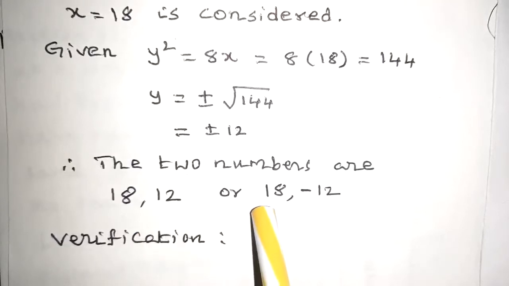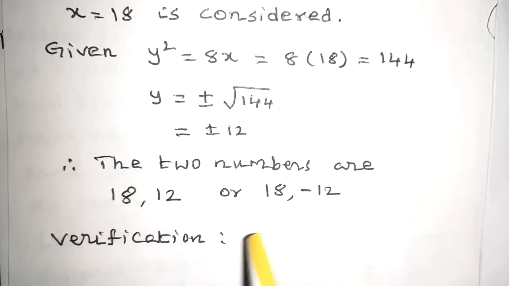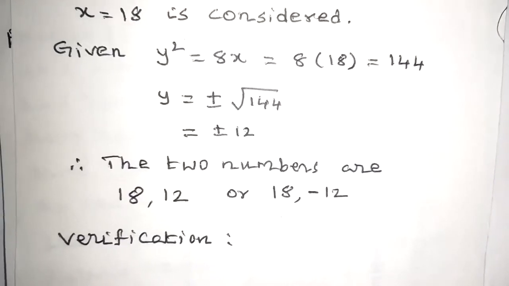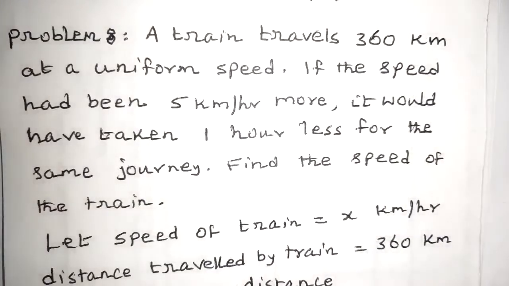This is case 1. Case 2, 18 and minus 12. This is case 2. And the verification part is left as an exercise to the students. Students must verify the values. Now we solve another problem.